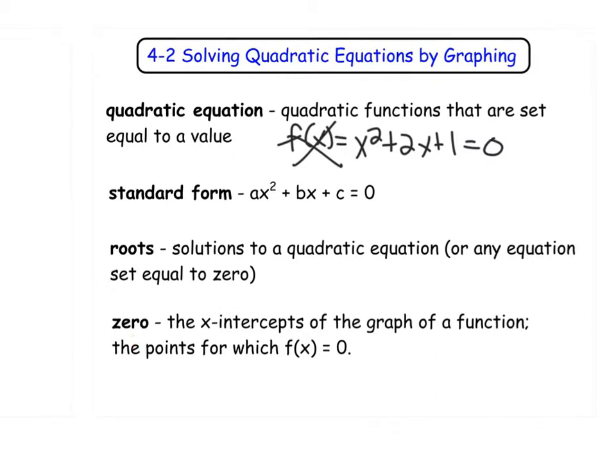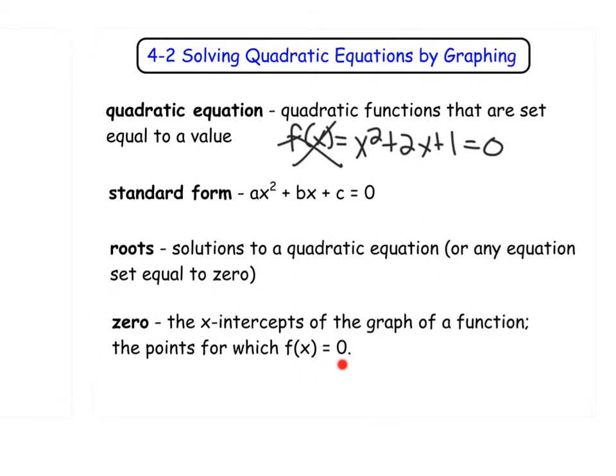And then we have zeros, and that's the x-intercepts of the graph of a function. So the points for which f of x equals 0. So notice that's the same exact thing as roots. So we have different names for them. We can call them x-intercepts, zeros, or roots. And so anytime you're asked to find the root, zero, or x-intercept, it's all talking about the same thing.